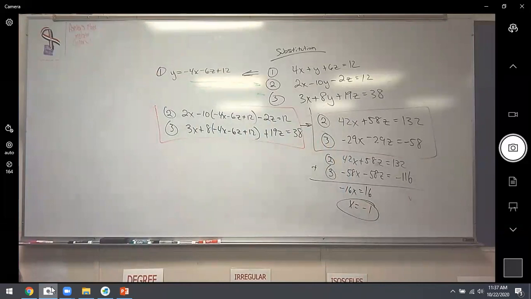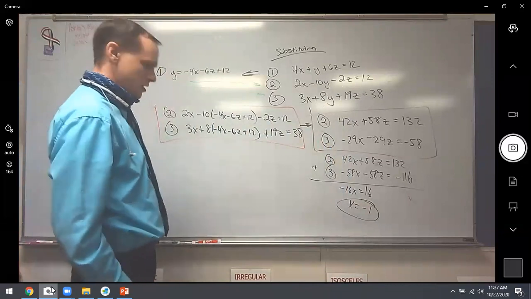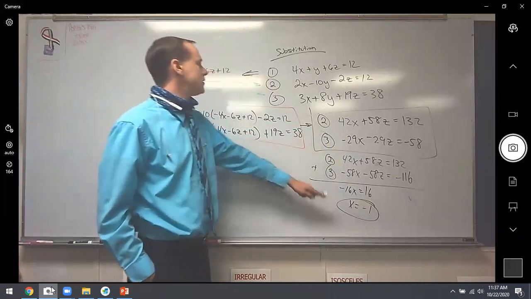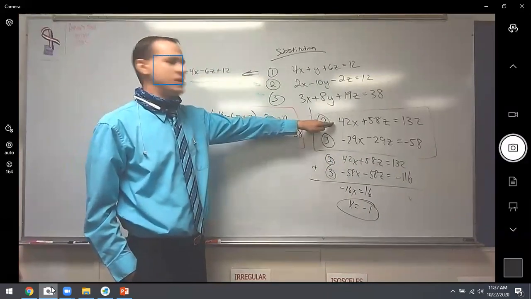3. So we got to go back, just like with any substitution. Once you get one of them, you got to go back up the chain, plug it in somewhere to find the other ones. Well, I got x. Doesn't matter which one I use. How about this one? If I plug it in here, what can I solve for?